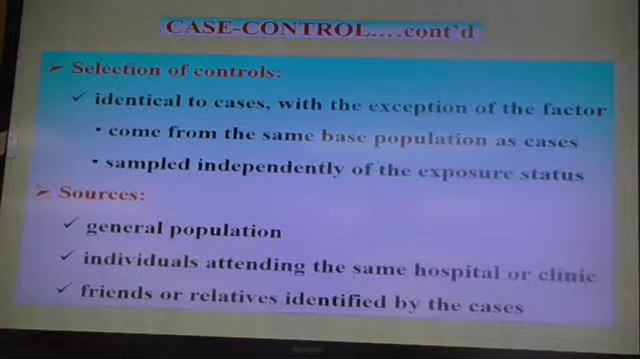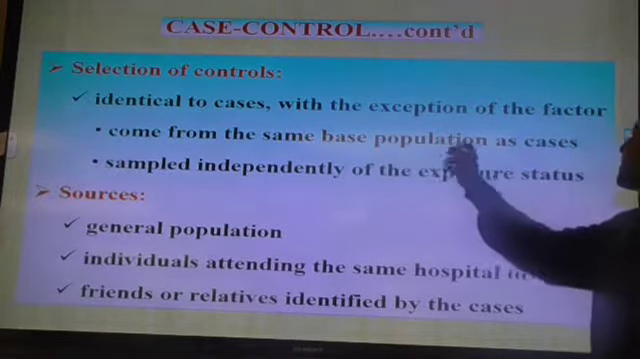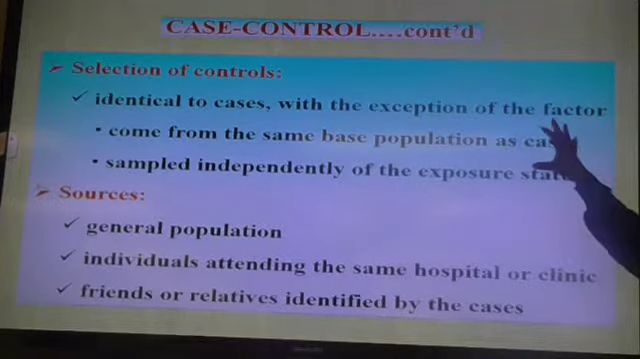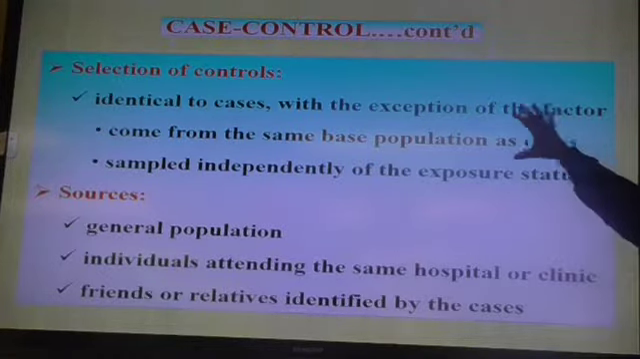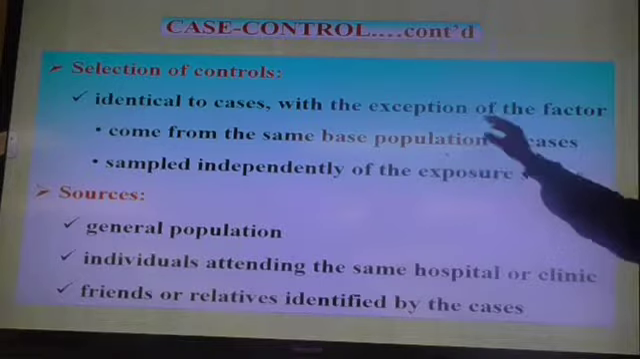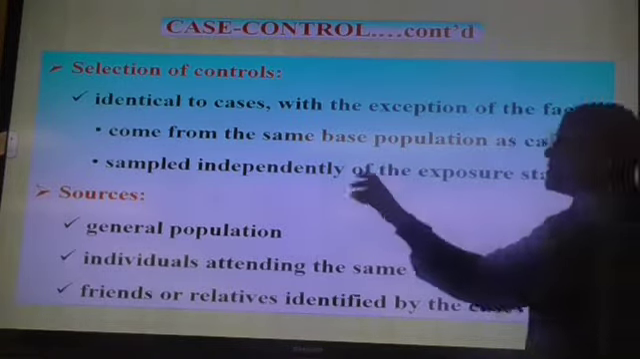Once you identify your cases, the second step is to identify or select your controls. So by definition, controls are what? They are identical to the cases. It's just the difference between the two: one has the disease and the other doesn't have the disease. Otherwise, they should be similar. Controls should come from the same base population as cases. So as I said, the age, the sex, and everything should be the same. The only difference between cases and controls is just the presence or absence of disease.